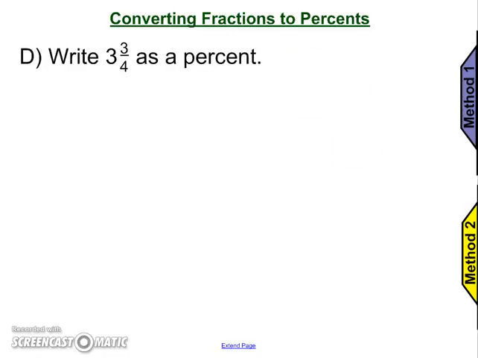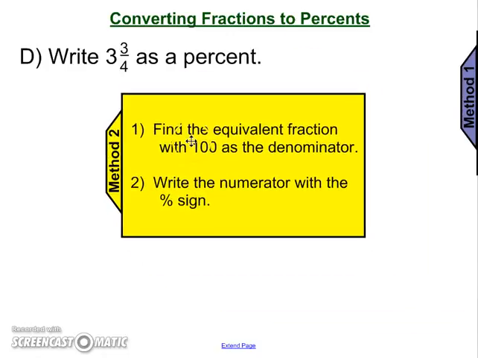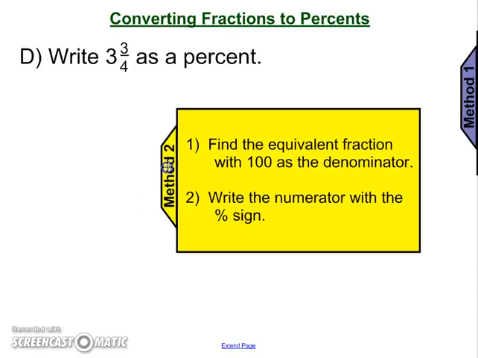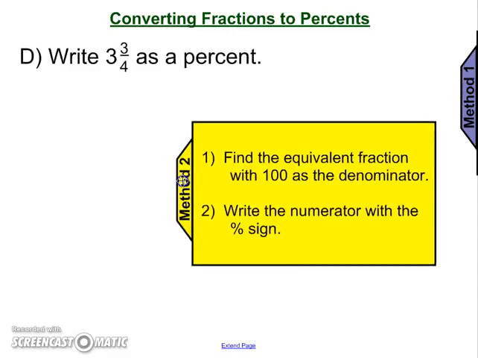All right. Second method. Find an equivalent fraction with 100 as the denominator and write the numerator with the percent sign. Now, one thing about these methods, in some cases it may be easier to use method number 1, and in other cases it may be simpler to use method number 2. You have to decide in each particular case which method is the simplest. And so if you can do both methods, you are then open to use whatever is simplest for that particular situation. So okay, first of all, let's go ahead and find an equivalent fraction with 100 as the denominator.